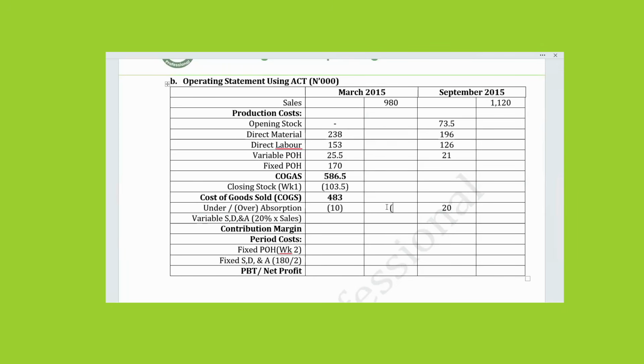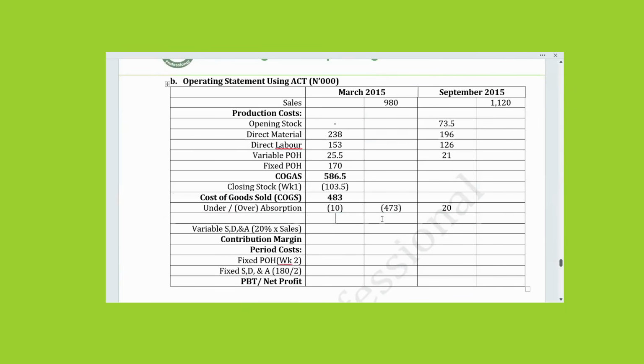473. So 980 minus 473. What do you have? 507. 507. What do we call this 507? Gross profit. Profits. Okay, let's bold it.